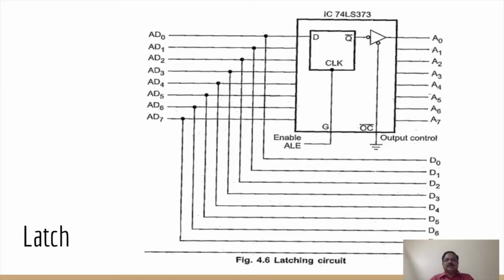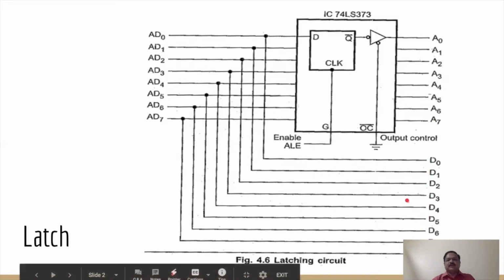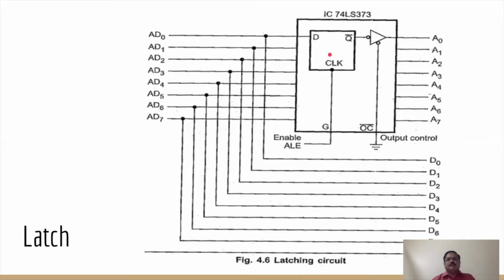Here you can see the ALE signal, used as address latch enable, going to the enable input of the octal latch. Because of that, you will find here A0 to A7, all the address lines, separated from the data lines D0 to D7. Eight D flip-flops are used internally in this octal latch. This is a very important supporting chip used in interfacing.